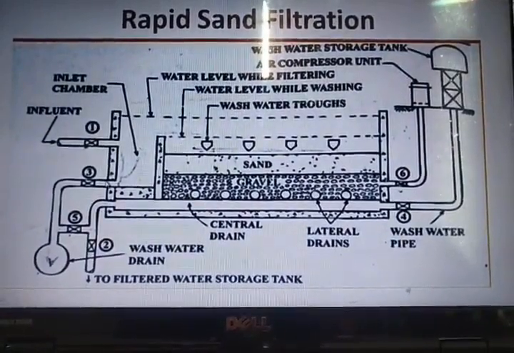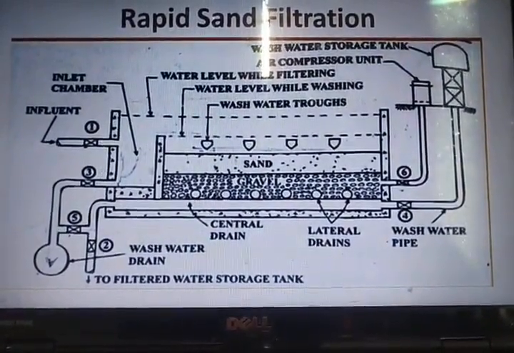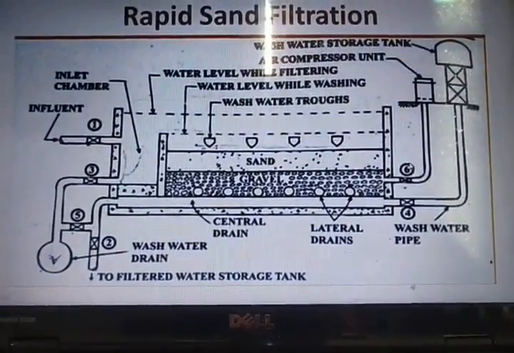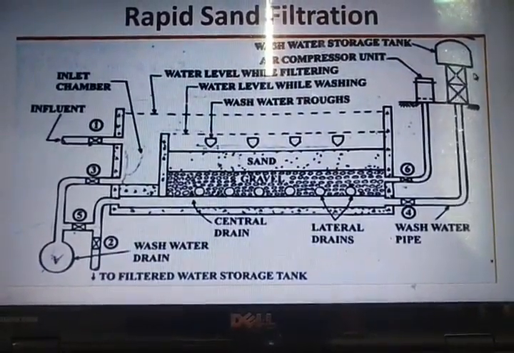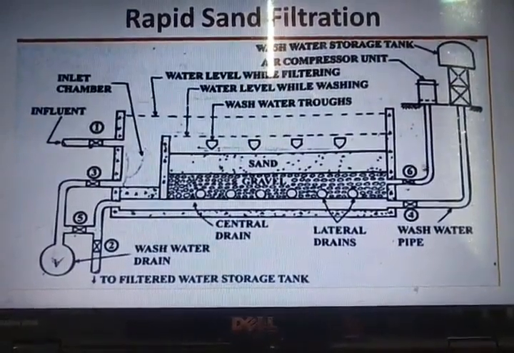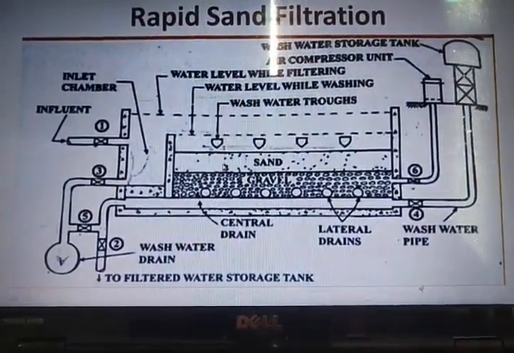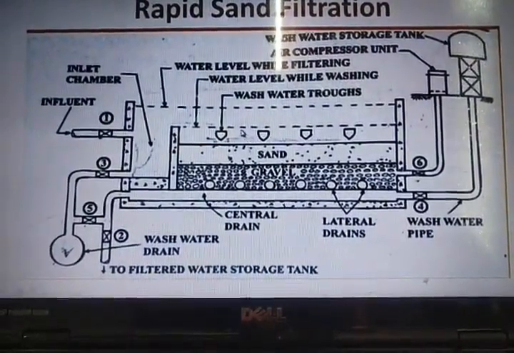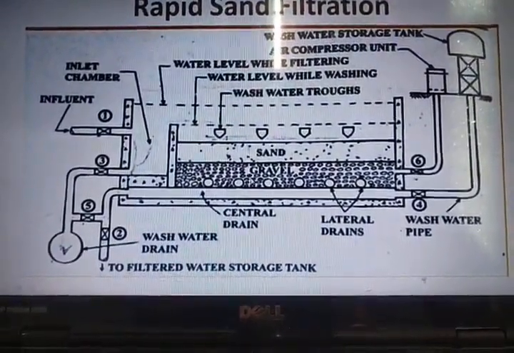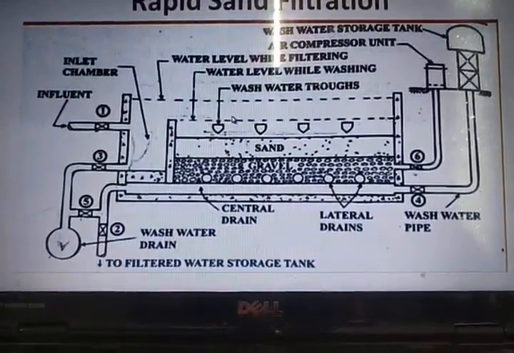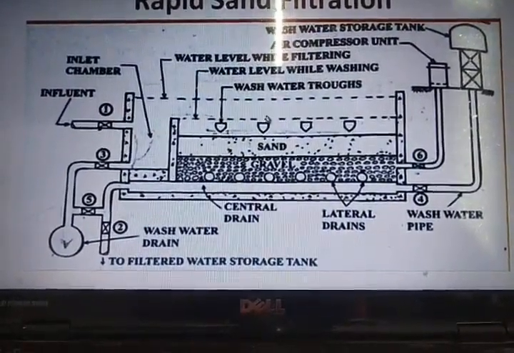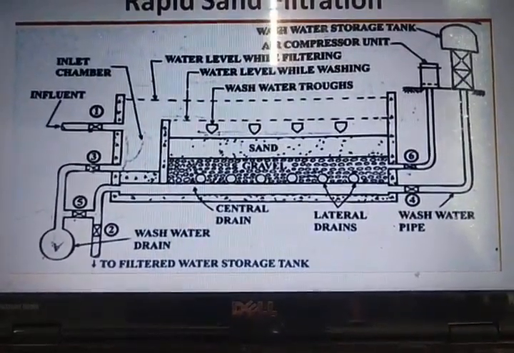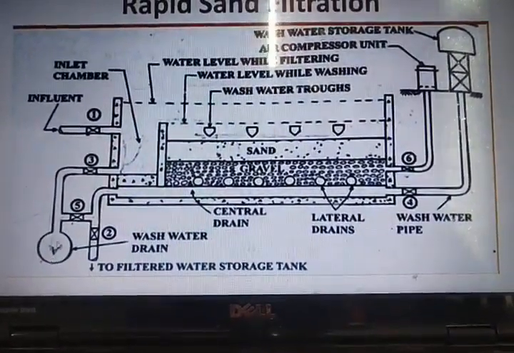Through this wash water drain, when we do the backwashing by opening this wash water storage valve and this air compression valve, the water will flow from the bottom. So that the dirty water comes in by cleaning all this gravel and sand medium, and the water is allowed to fall into these troughs. And that water is taken out through this wash water valve.